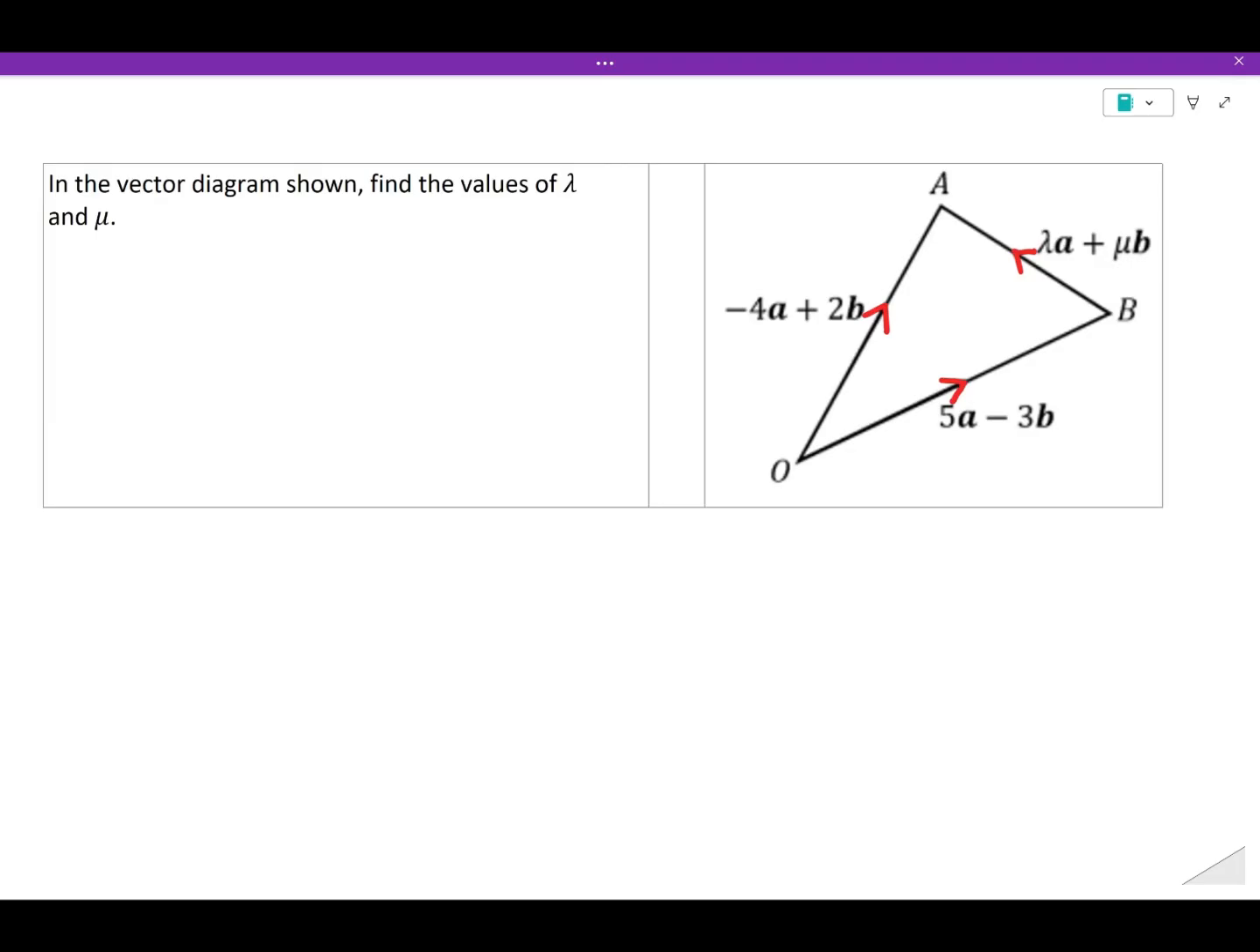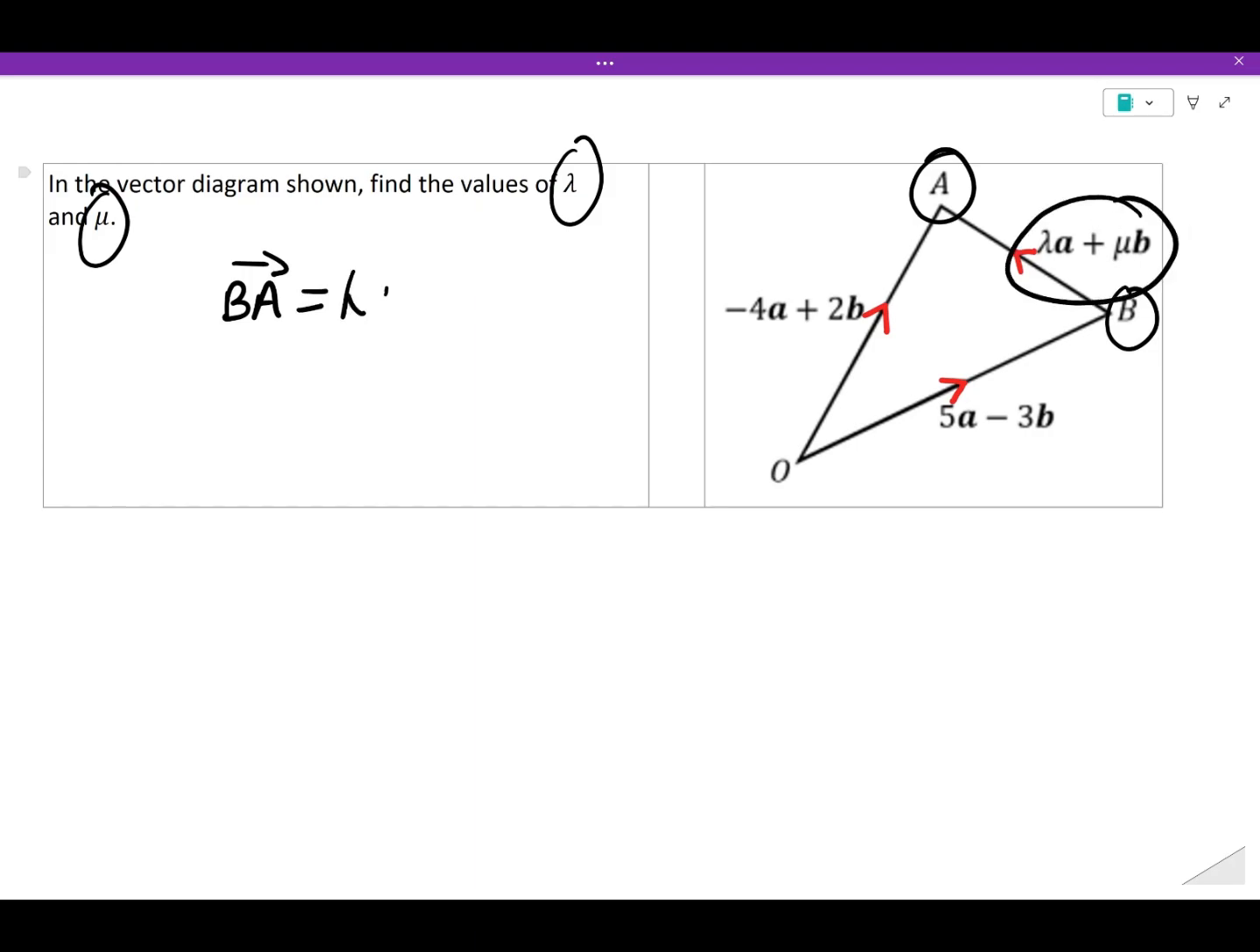Okay, so we're given a diagram and we need to find the values of lambda and mu. So let's have a look at my diagram and see what we've been given and identify where lambda and mu are. Well, lambda and mu appear over here, and that represents the vector going from B to A. So I can say that B to A is equal to this vector here, which is lambda A plus mu times B like that. Okay, so I now have a vector involving lambda and mu written out.